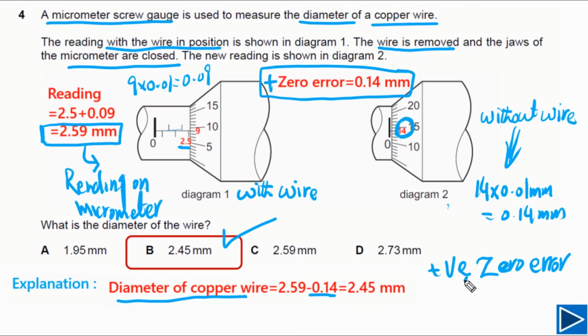If an instrument has positive zero error, it simply means that the measured value is always greater than the actual value.